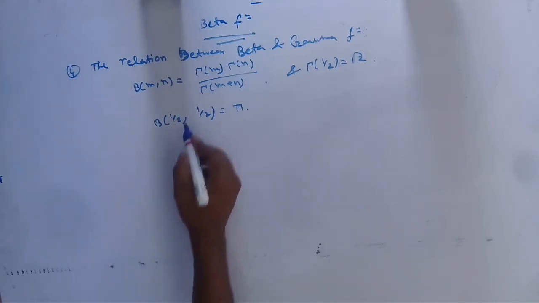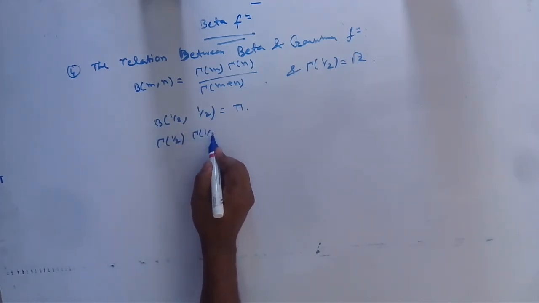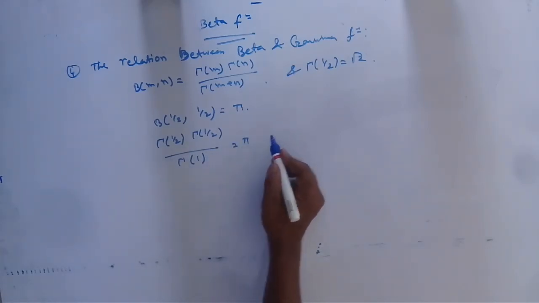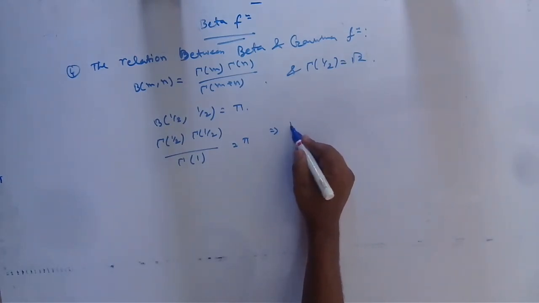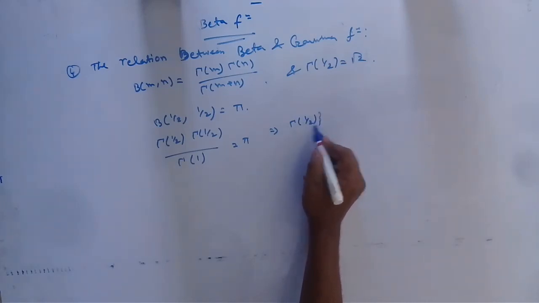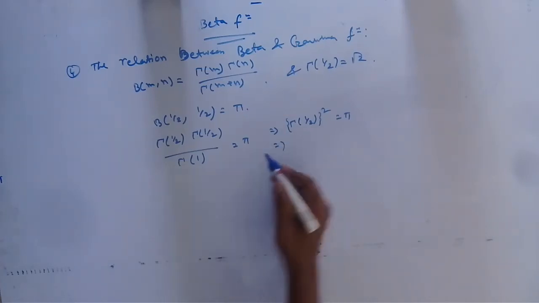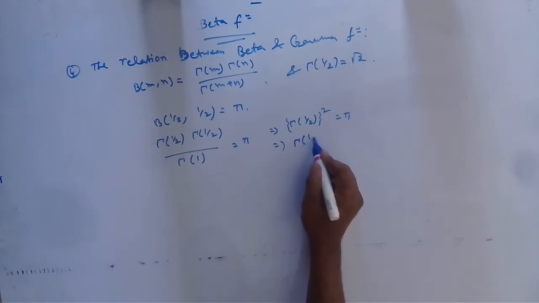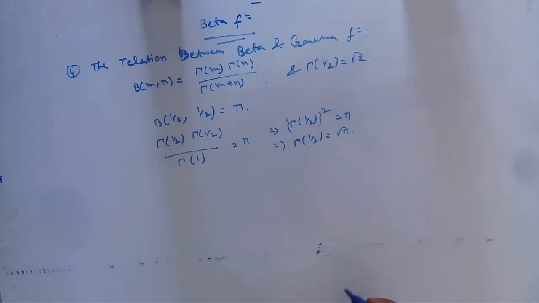So applying this result, gamma half into gamma half by gamma of 1 equal to pi, that is gamma half whole square is equal to pi, since gamma of 1 equal to 1. We have proved this before. Then gamma half will be root pi. Okay.